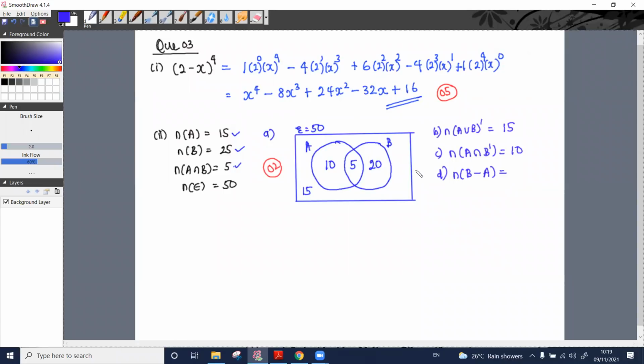How many observations are there? Yes, that is not 10, that is 20. See, B minus A.